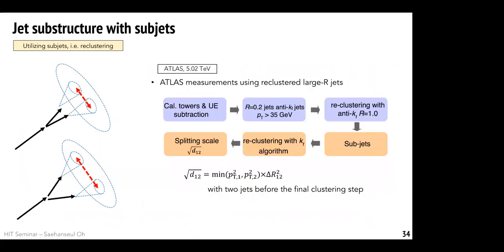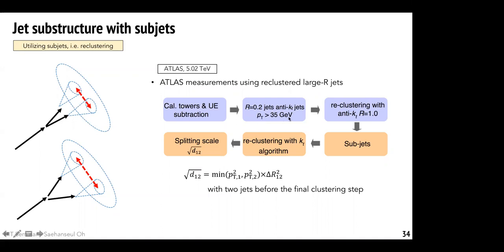And also there is another measurement using subjets by ATLAS. It's slightly different. ATLAS made the measurement using reclustered large-R jets. There's some procedure which is not really difficult. They first find R equal 0.2 jets with the anti-kT algorithm, and they only use the hard component.